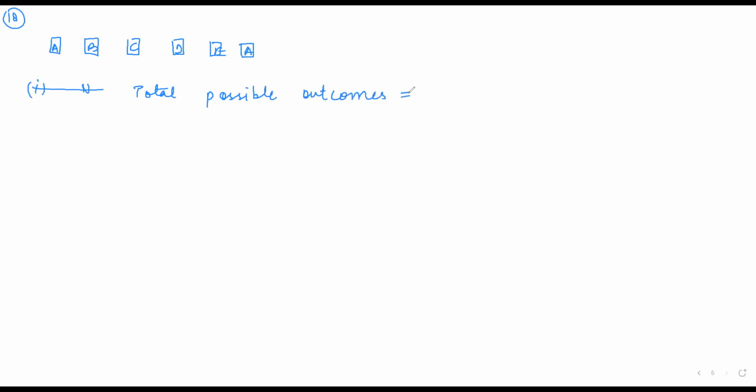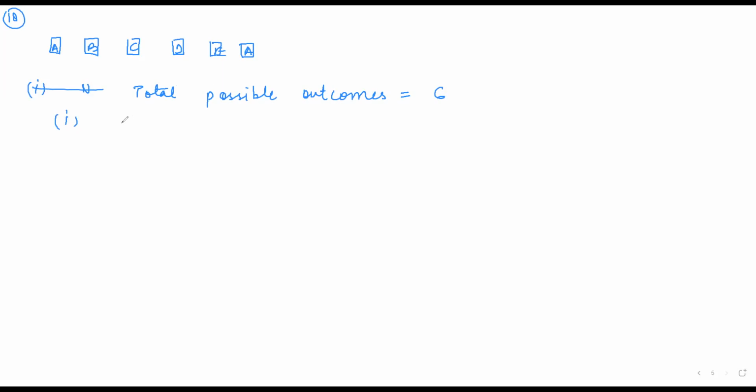Martin, is it 5 or is it 6? It's 6. How many possible outcomes? 6. So we don't know, we can get any of the faces of the die, right? There are 6 faces. So possible outcomes are 6. Okay. Now first case.